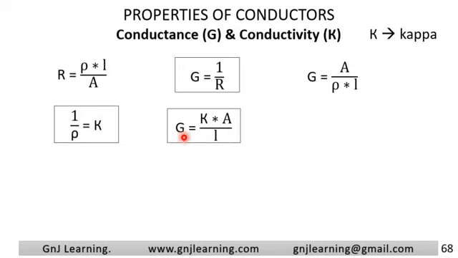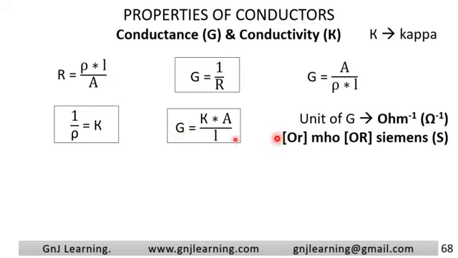The unit of conductance is ohm raised to minus 1 because it is 1 by R. Or instead of this, you can just read ohm in the reverse order, mho, M-H-O, mho. Ohm is read in reverse as mho, or most often it is expressed in terms of Siemens. It is the same as ohm raised to minus 1 and mho. So you can go for any of the three if you are representing G.